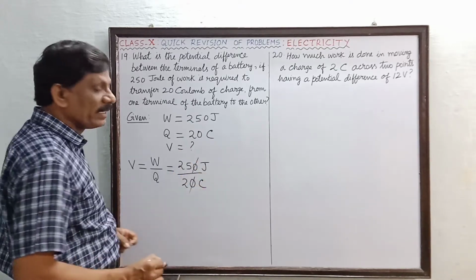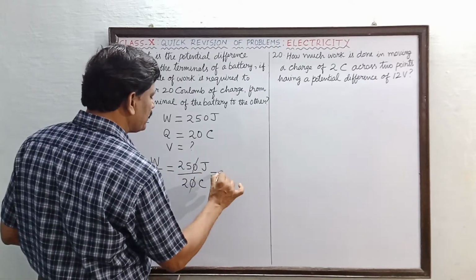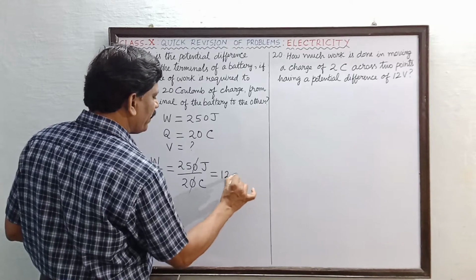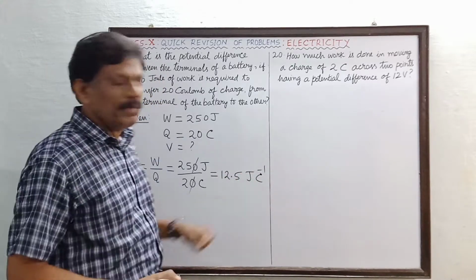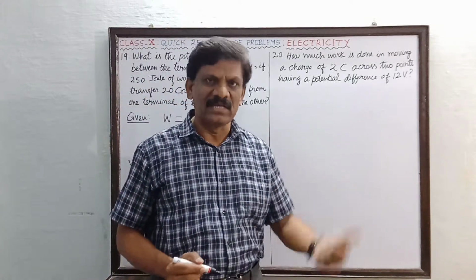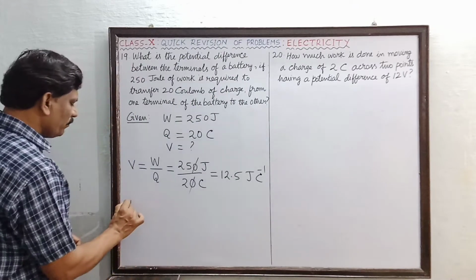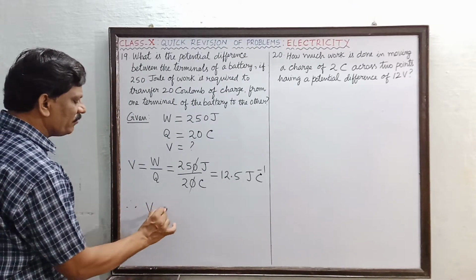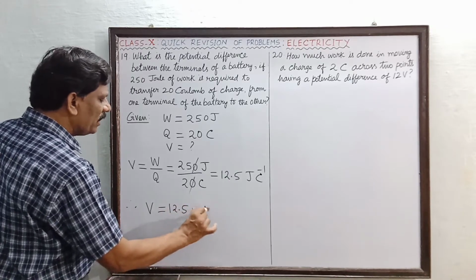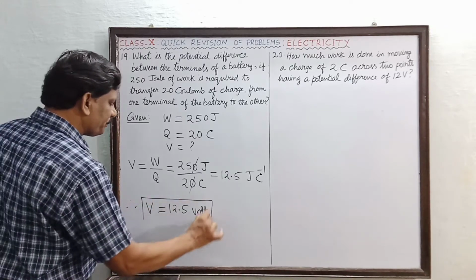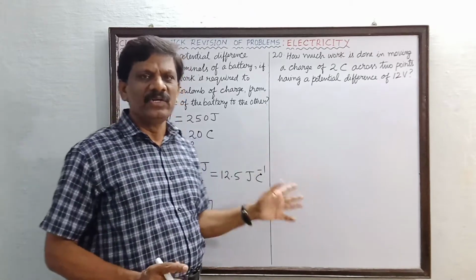So zero, zero getting cancelled, the remaining is 25 by 2. So 25 by 2 is 12.5. This is joule per coulomb. Joule per coulomb also has another unit, that is called what? Volt. Okay. So we will write the potential difference V is equal to 12.5 volt, which is the required answer. Very simple, direct numerical problem.